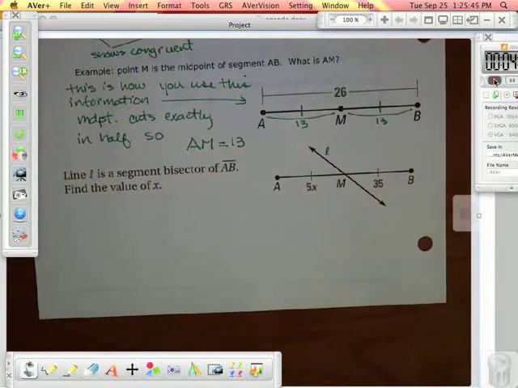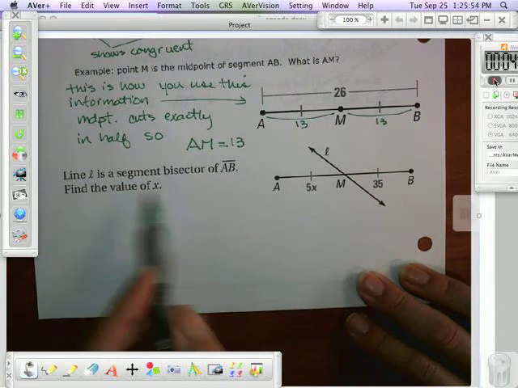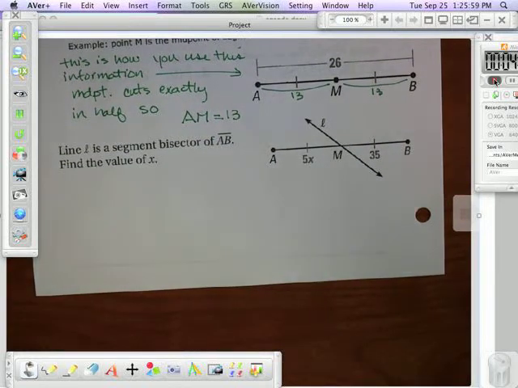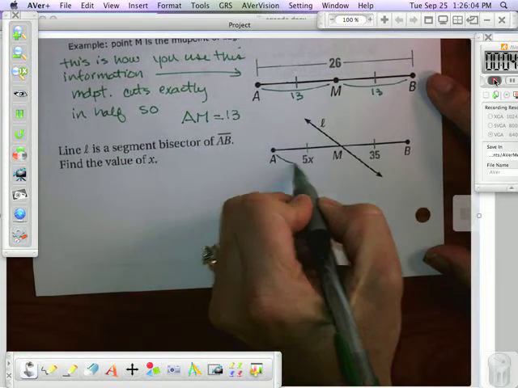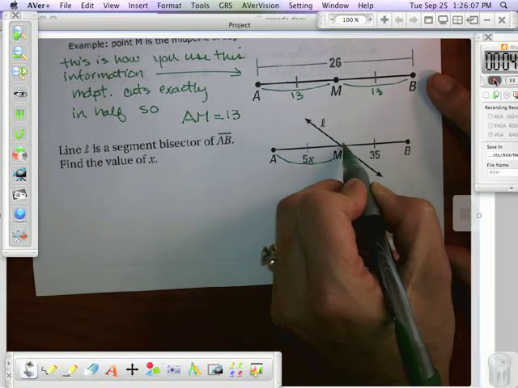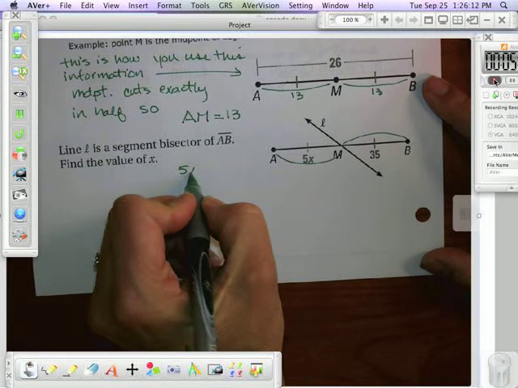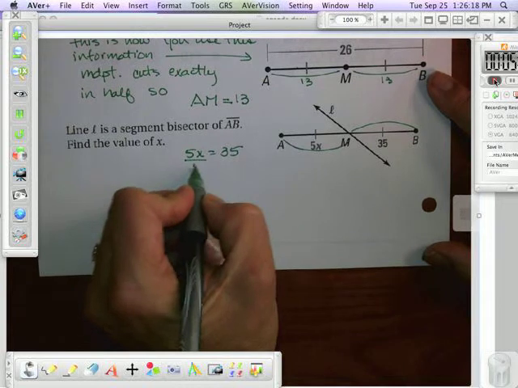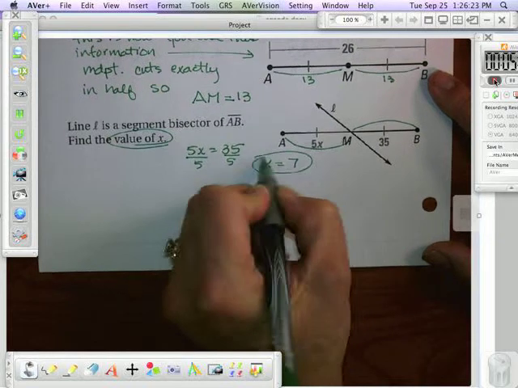Okay? All right, let's do another one. Line L is a segment bisector of segment AB. Find the value of X. Ooh, don't give me the value yet. Just tell me how you would start it. What would you do? Right on. 5x, I know this piece is equal to this piece because line L is bisecting that segment. So I would write 5x equals 35, like Jacob said. And then divide by 5. x, what they're asking me for, is equal to 7. Okay?